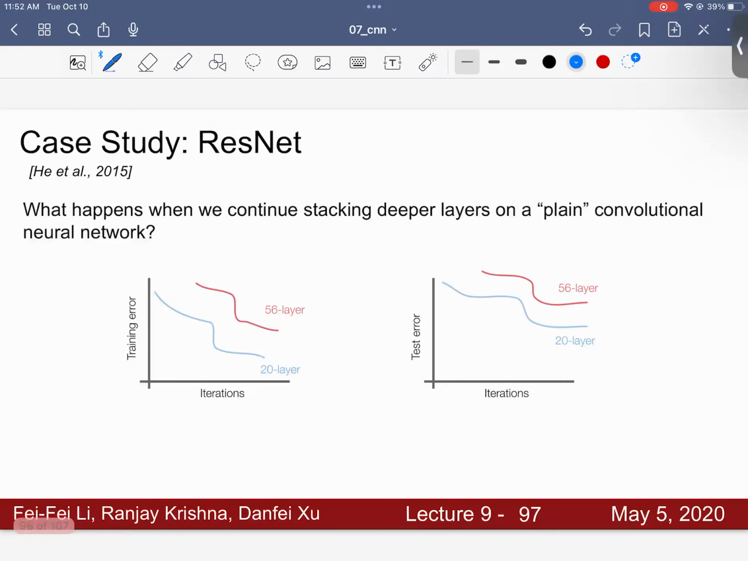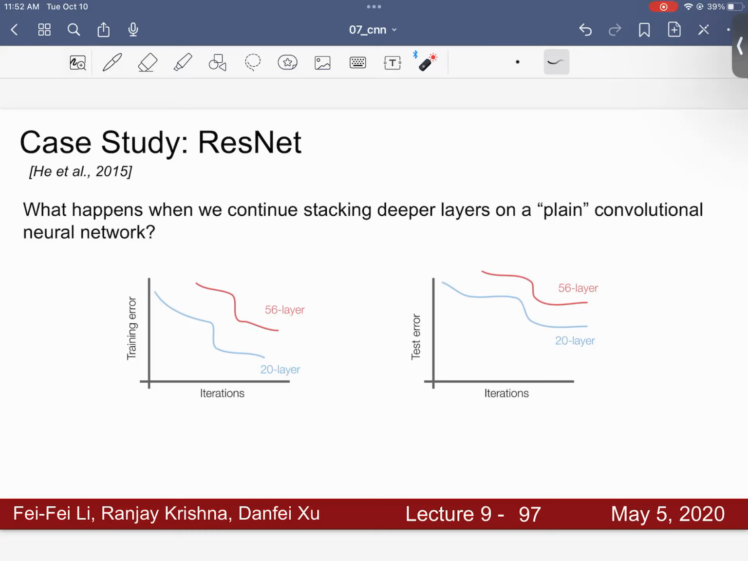So the intuition behind ResNet is very interesting. What happens when we continue stacking deeper layers on a plain convnet? A plain convnet is conv nonlinear, conv nonlinear, conv nonlinear, repeated conv and nonlinear. If you just keep stacking conv and nonlinear all the way, maybe 50 layers or 100 layers, what happens? So that was the question.